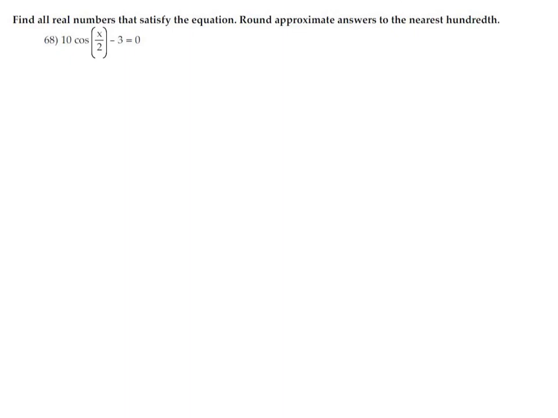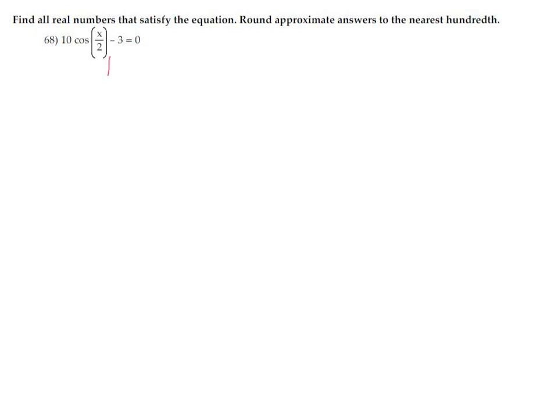Alright, find all real numbers. So we're going to have that plus 2k pi kind of thing. Round approximate nearest hundredth. So we're going to be using our calculator. It does not specify degree or radian. Usually when that's the case we go with radians. So let's go with radians. Make sure your calculator is in radian mode.